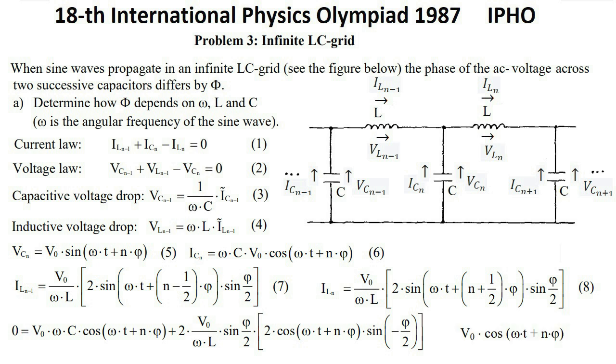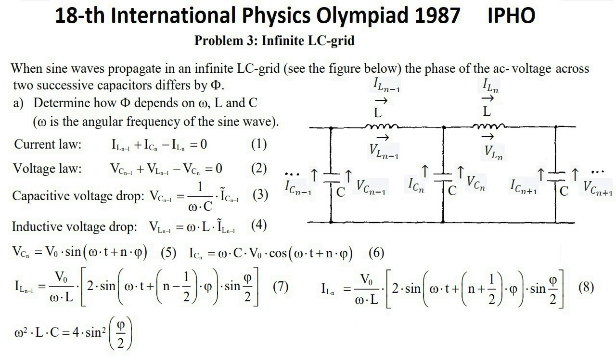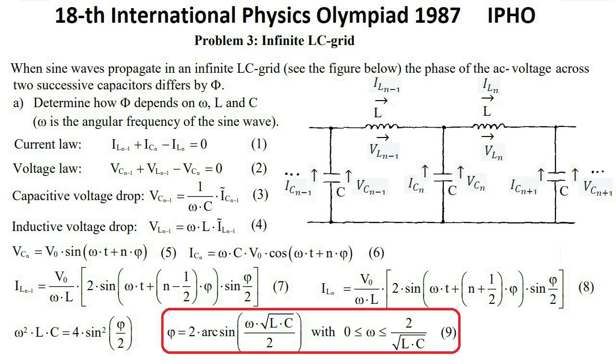Therefore it is possible to divide by V0 cosine (omega t plus n phi). Hence omega squared LC equals 4 sine squared of phi over 2. And the final result is 9. That was the solution for question A.